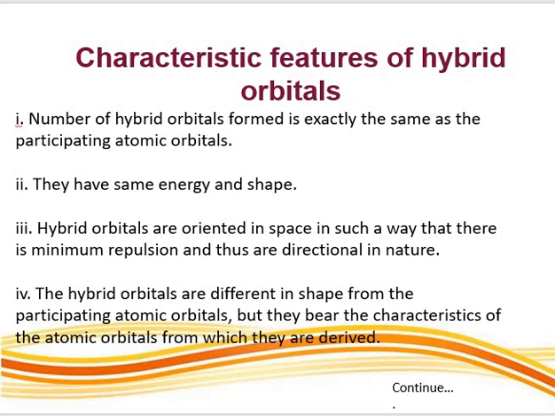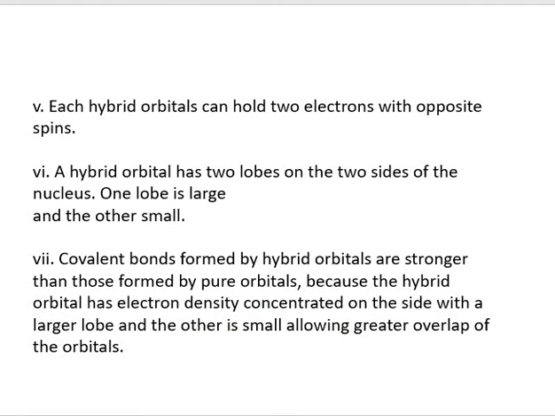Hybrid orbitals are oriented in space such that there would be minimum repulsion, and they are directional in nature. Next, the hybrid orbitals are different in shape from the participating atomic orbitals, but they bear the characteristics of the atomic orbitals from which they are derived. Next, each hybrid orbital has two lobes on the two sides of the nucleus. One lobe is larger and the other is the smaller lobe.